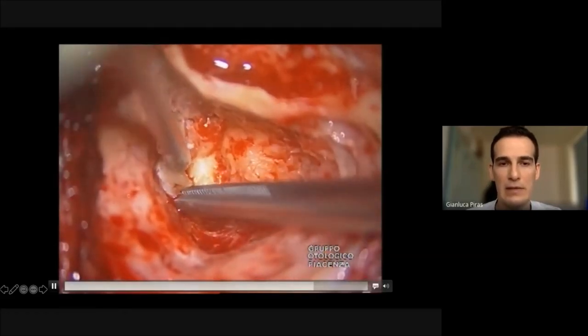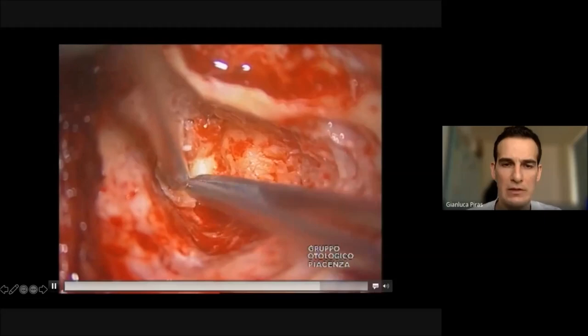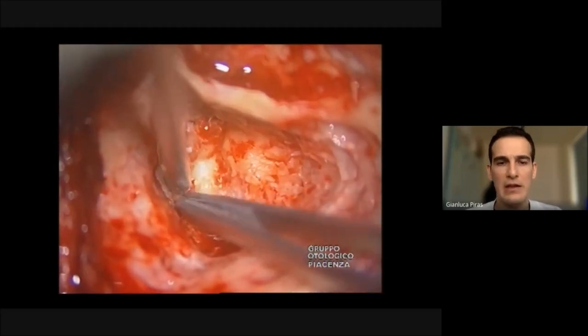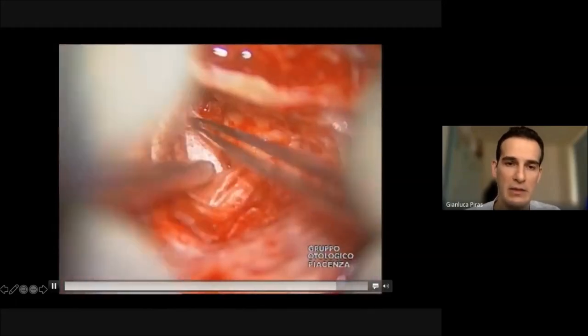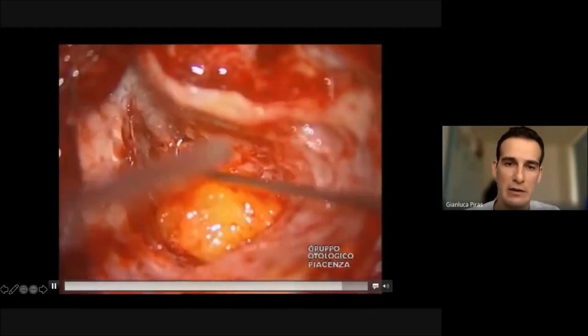But that's not to show you how to perform this meningoencephalic herniation removal, but just to show you how important it is to know where the middle fossa dura, the sigmoid sinus, the lateral canal, and the incus are.